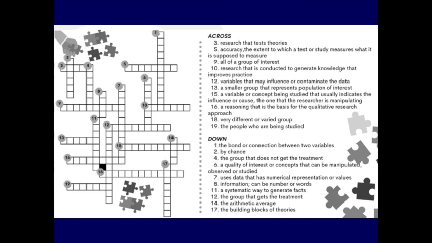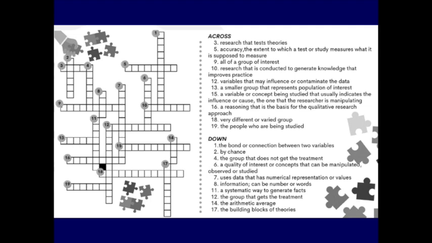3. Research that tests theories. Number 5. Accuracy, the extent to which a test or study measures what it is supposed to measure. 9. All of a group of interest. Number 10. Research that is conducted to generate knowledge that improves practice. Number 12. Variables that may influence or contaminate the data. 13. A smaller group that represents population of interest.